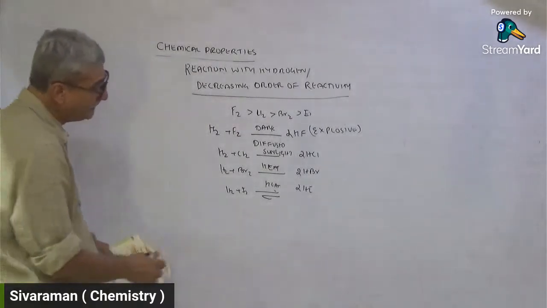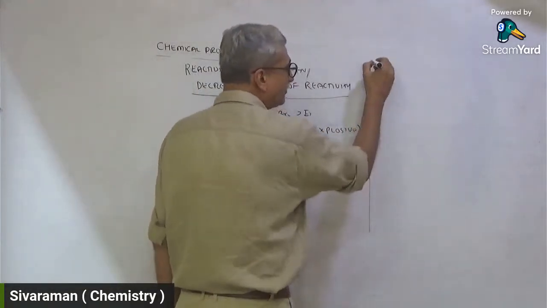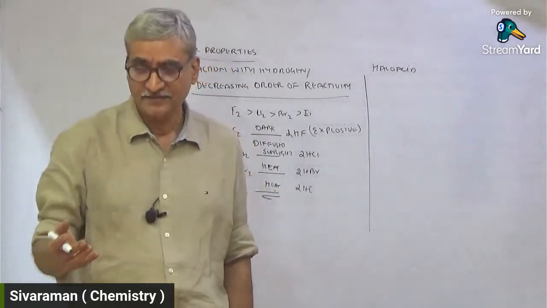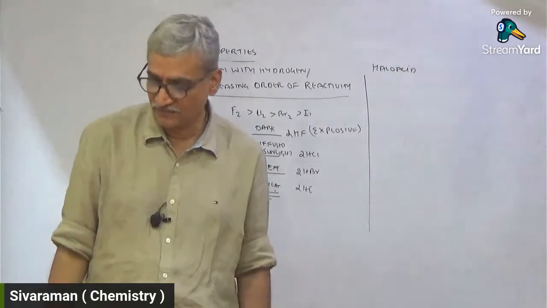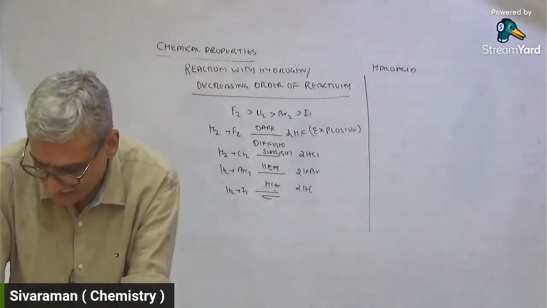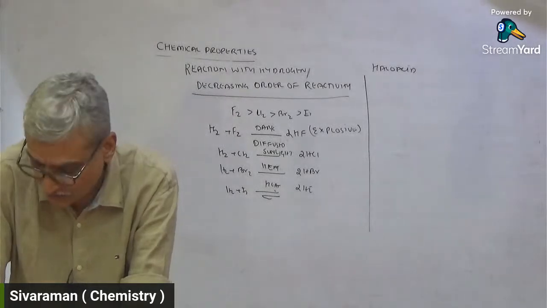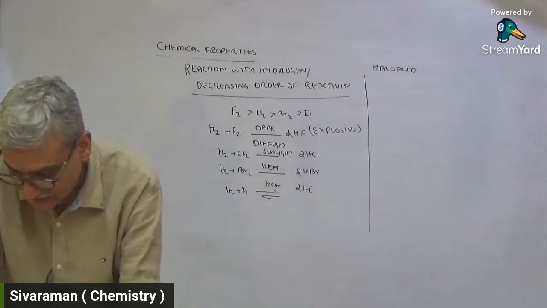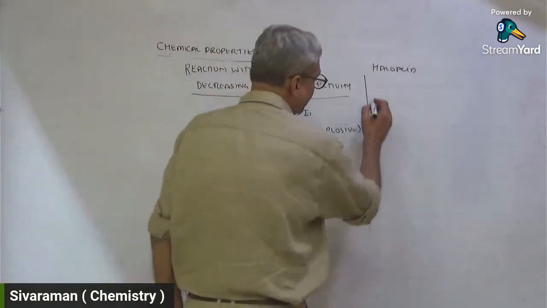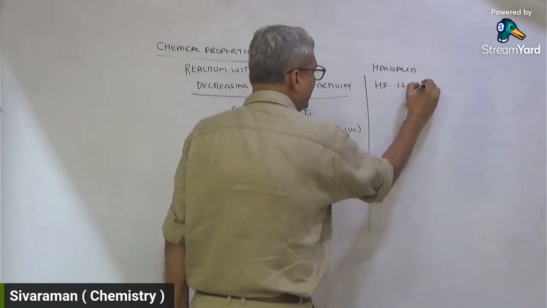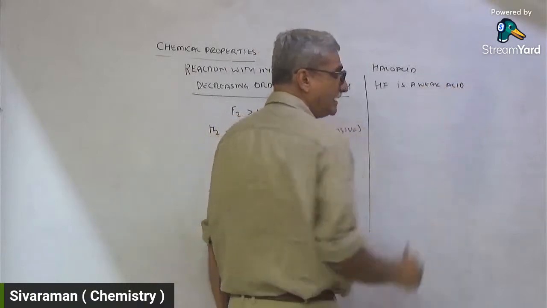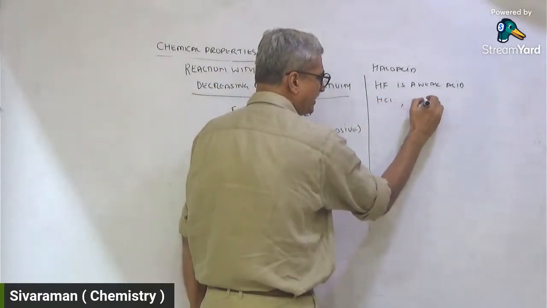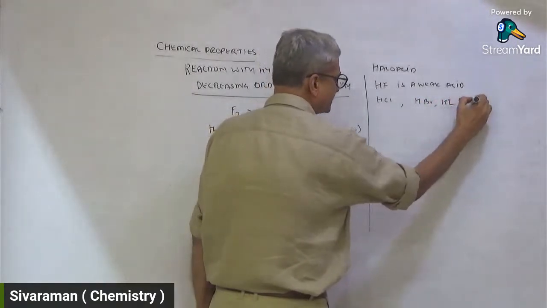Is this clear? Now we are talking about the halo acids: HF, HCl, HBr, HI. You say it's an acid when it dissociates very easily. As the bond length of HI is more, it easily breaks and dissociates. So which will be the strongest? HF is a weak acid. Remember that. Whereas HCl, HBr and HI are strong acids.